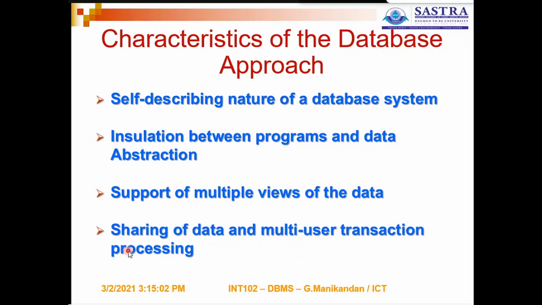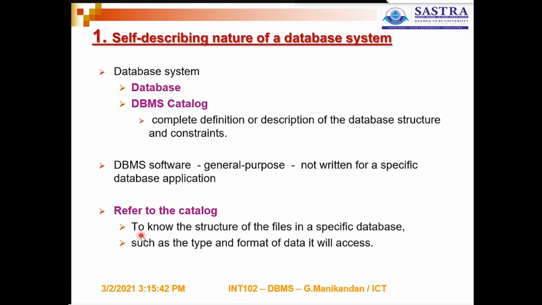Or in other words, what I can say is you don't have support for these features in your traditional file processing system. So these are the unique characteristics associated with your database system or a database approach. So what is the first characteristic? First characteristic is self-describing nature of a database system.